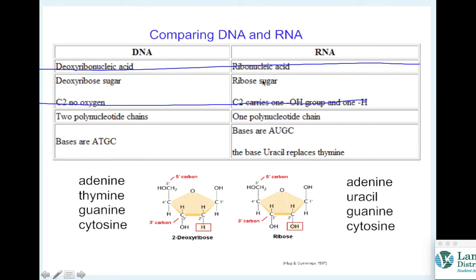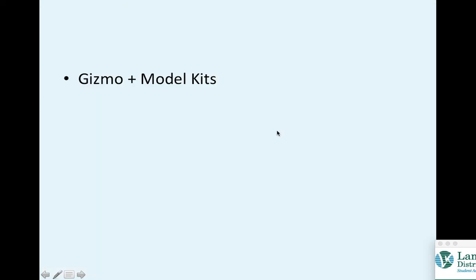So when we want to know the differences, these are the three differences I want you to know. DNA is going to have deoxyribose, RNA has ribose. This one's going to be two polynucleotide chains or a double helix, where this is going to be one polynucleotide chain or a single strand. And then the difference in the bases. DNA is going to have A, T, G, and C. RNA is going to have A, U, G, and C. So one base different. And those are the big differences between DNA and RNA.